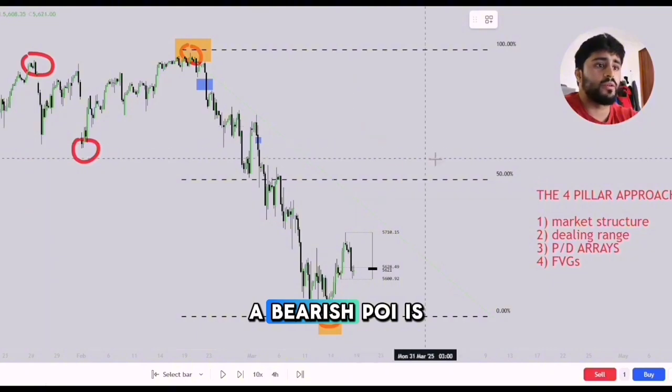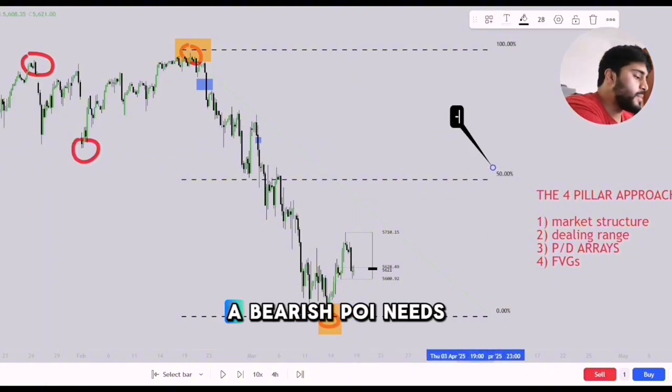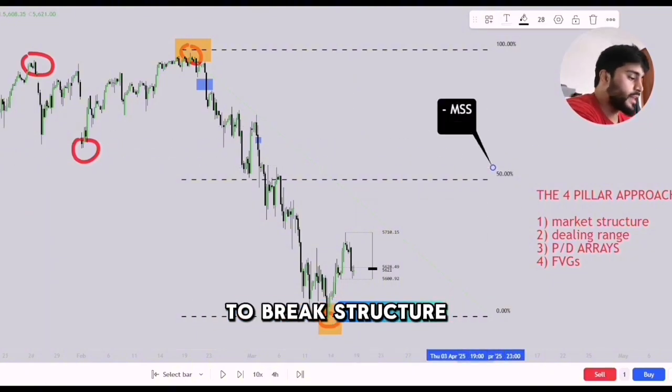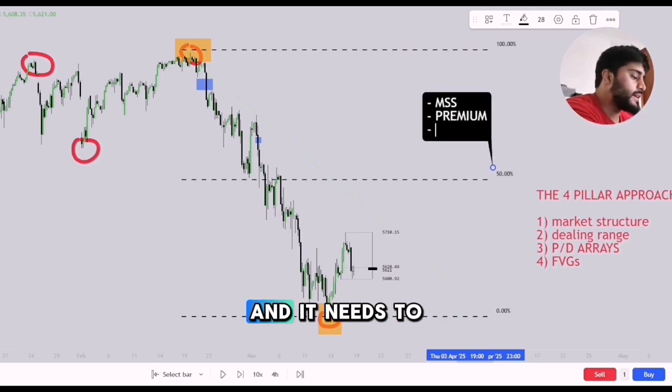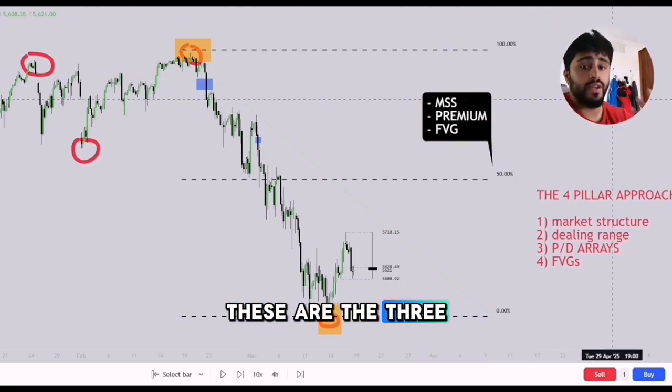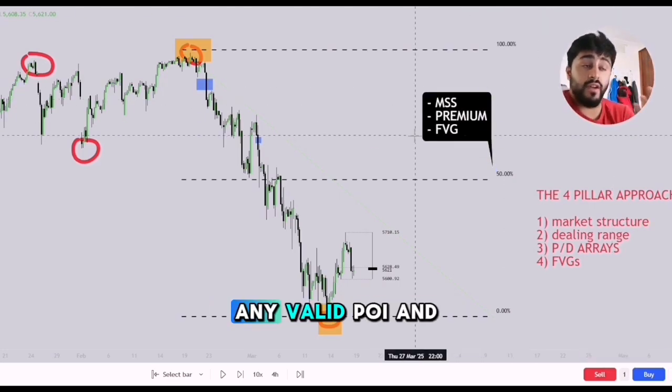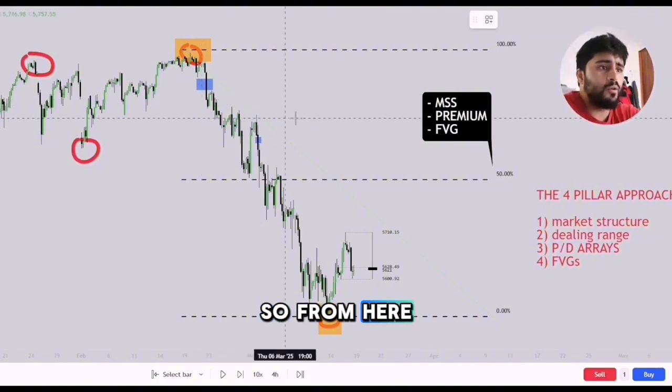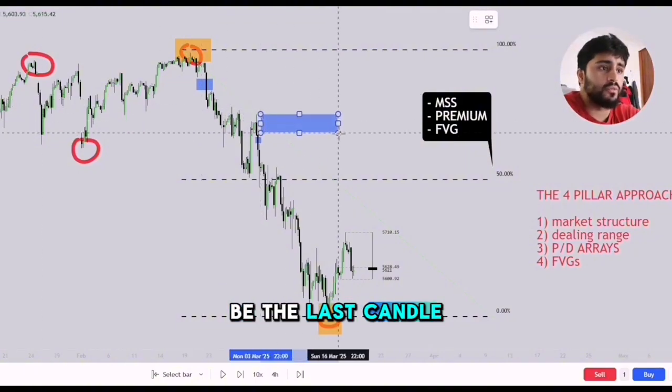And the reason it's a bearish POI is because of 3 things, right? A bearish POI needs to break structure. It needs to be priced in the premium, and it needs to leave a fair value gap, right? These are the 3 rules to any valid POI. And so from here, our POI is going to be the last candle before the fair value gap.